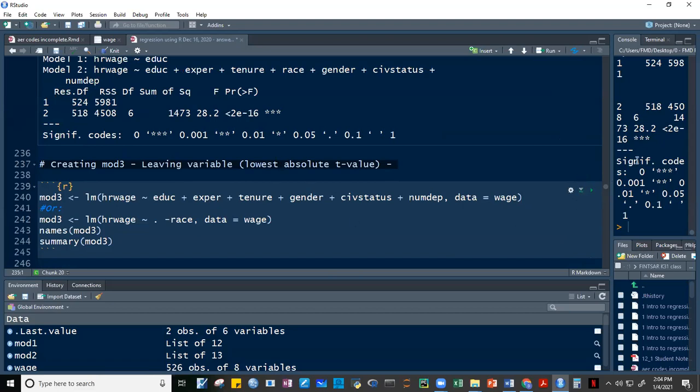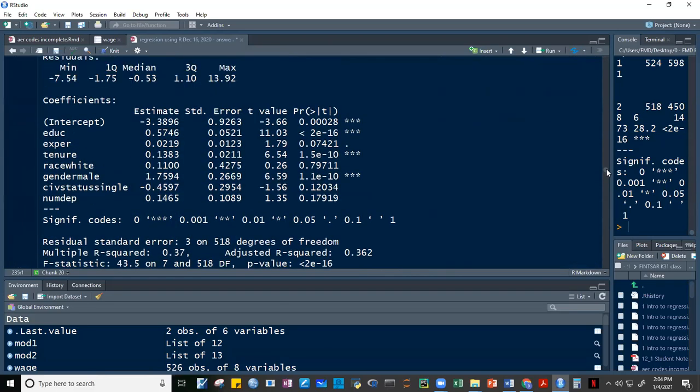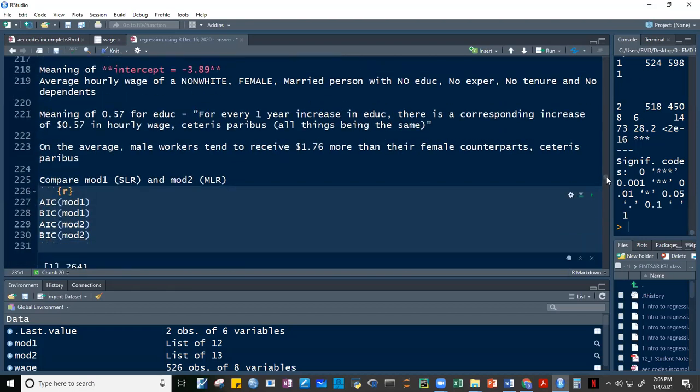Alright. Then manually, anong gagawin natin, guys? Hindi natin tatanggalin ng sabay-sabay, isa-isahin natin. If you recall, ano yung basis natin for the leaving variable? The lowest t-value. So ano yung lowest t-value dito in absolute terms? Ang pinakamaliit ay ito, race white. So tatanggalin natin si race. Race will be the leaving variable. 0.26 lang kasi siya. Ginawa natin ito last time manually.